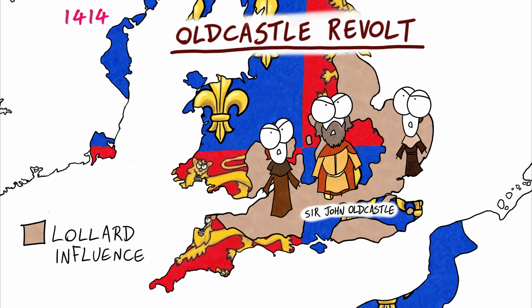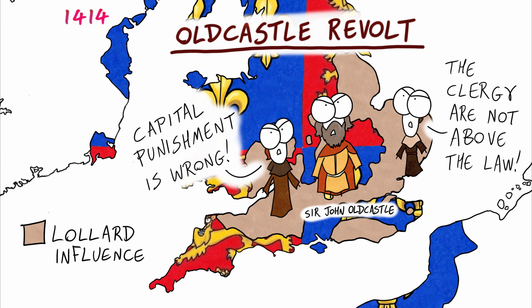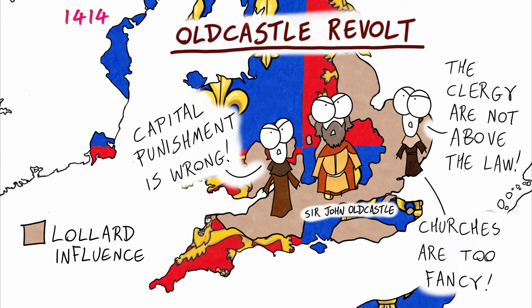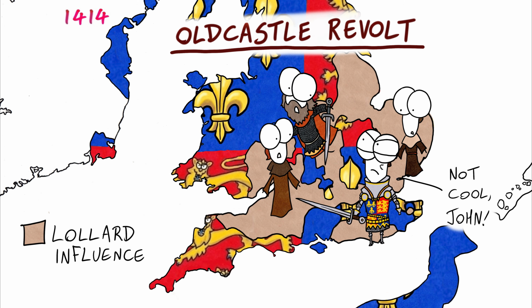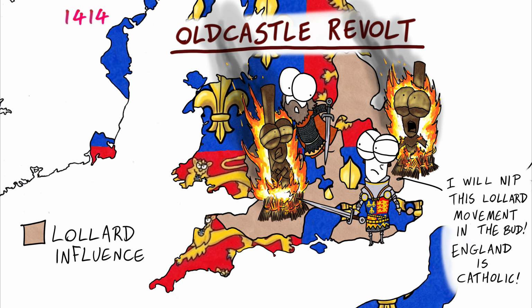Henry's old friend John Oldcastle led a Lollard Revolt, a religious movement opposing many old Catholic traditions. Henry quelled the revolt, and many of the Lollards were burned at the stake, but Oldcastle himself escaped, for now.